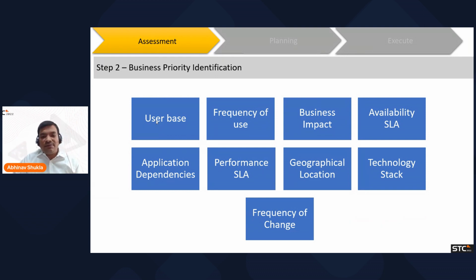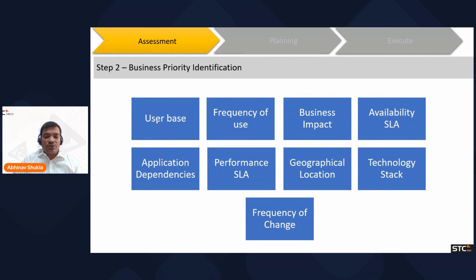So what we have done is we have created a survey which consists of more than 30 to 40 questions, and we have shared this questionnaire with all 700 application owners. This questionnaire comprises all these areas which are highlighted on the screen: user base, frequency of use, business impact, technology stack, geographical locations, right? Because we also want to understand if there are any latencies, from a performance point of view. So those things we are trying to understand from the business priority.